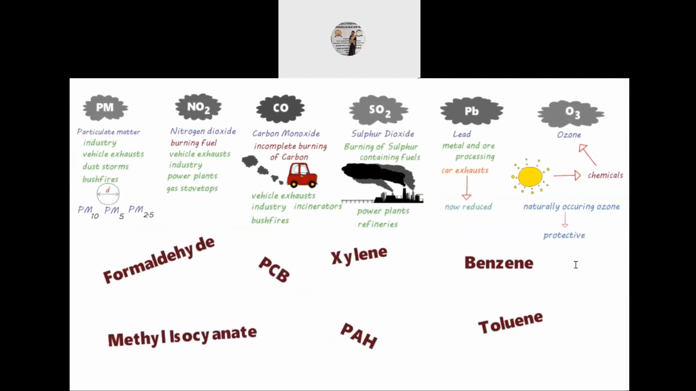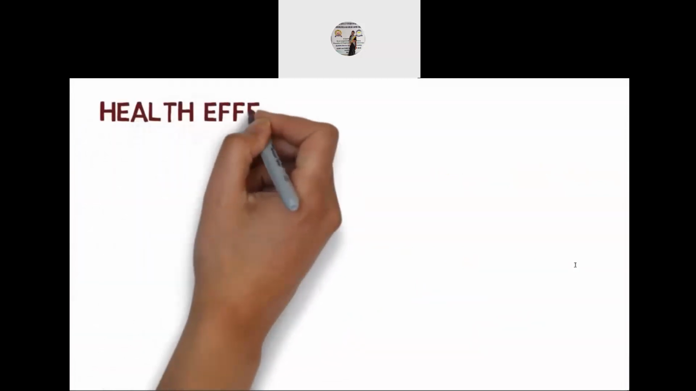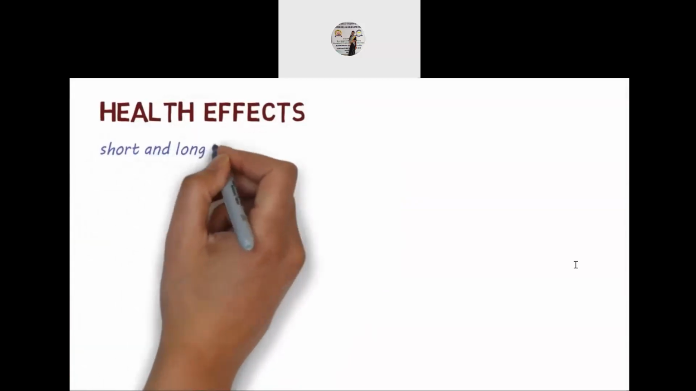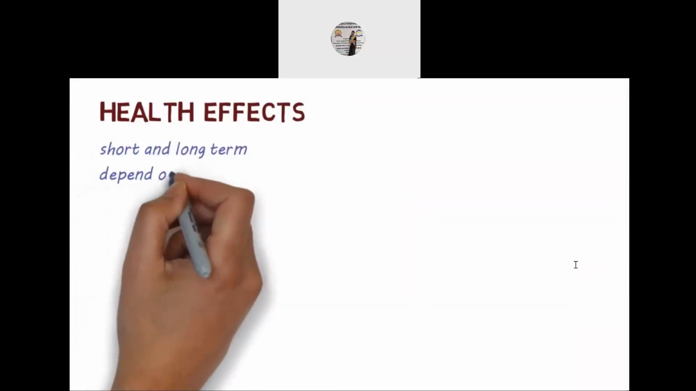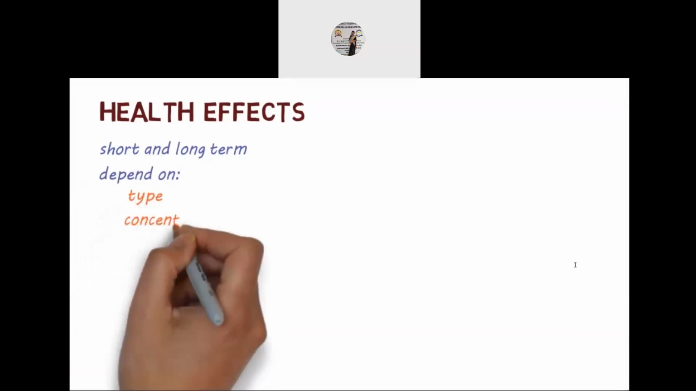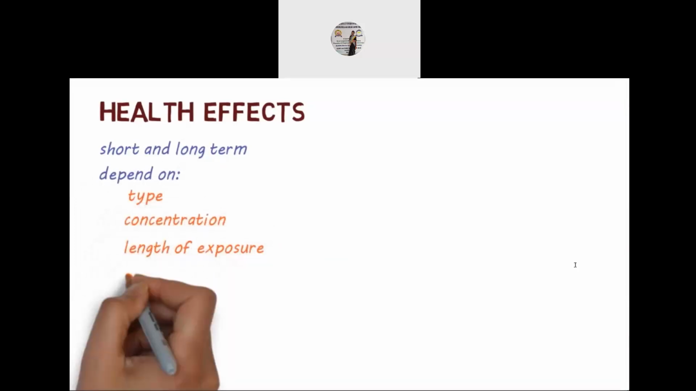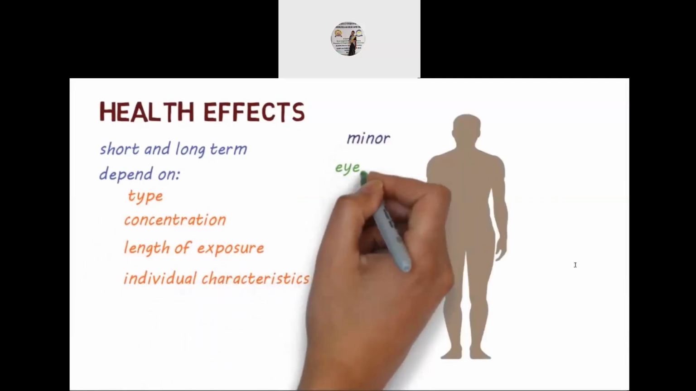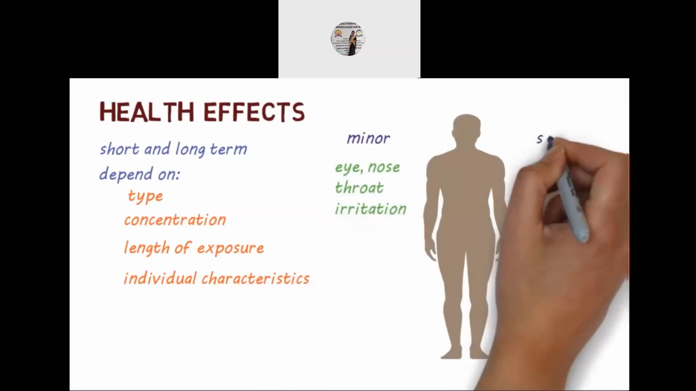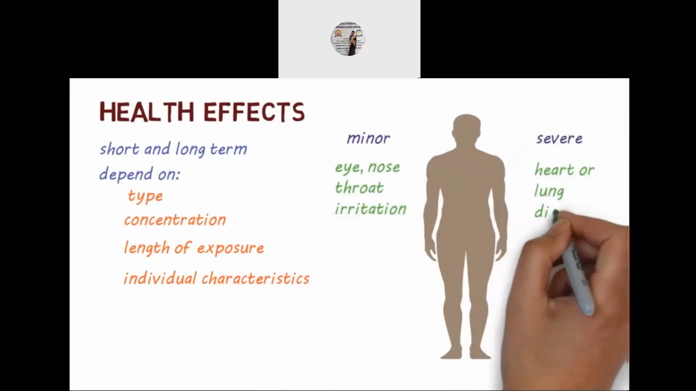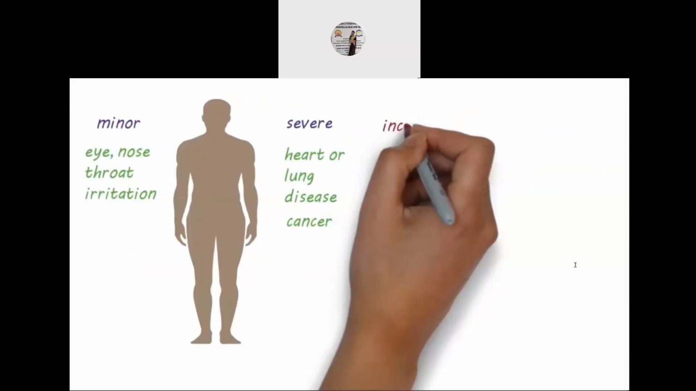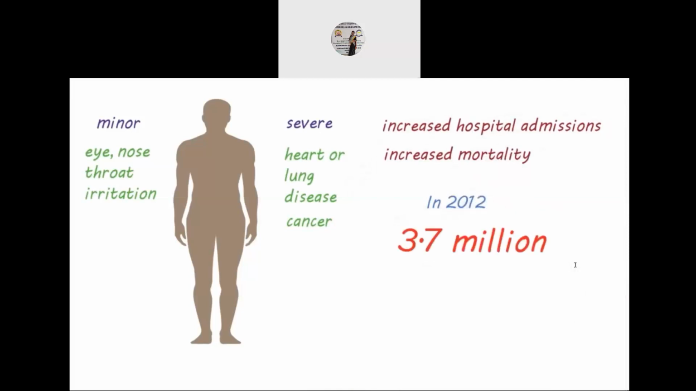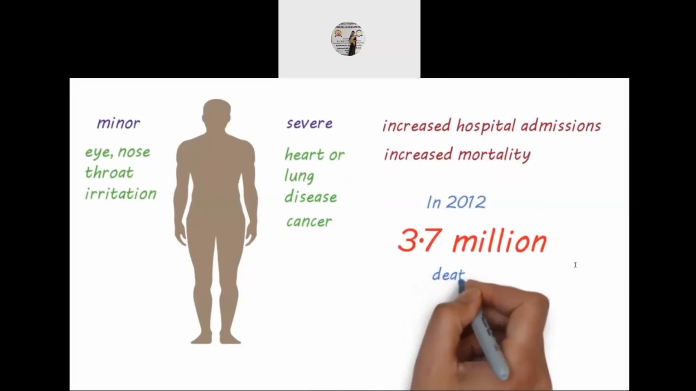Okay, so what are the health effects? Exposure to air pollution can result in a wide range of short and long-term health effects. The health effect will depend on factors like the type of pollutant, concentration, length of exposure, and individual characteristics of the person exposed to it. It can range from minor symptoms like irritation of the eyes, nose, and throat to more severe conditions like heart and lung disease or cancer. It can also lead to increased hospital admissions and an increase in death rates. In 2012, outdoor air pollution was estimated to have caused 3.7 million deaths around the world.